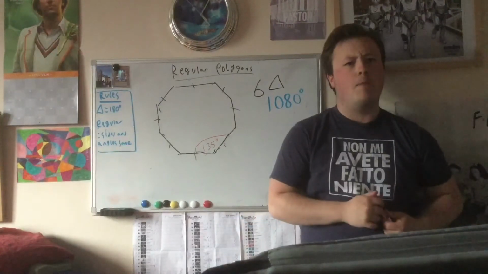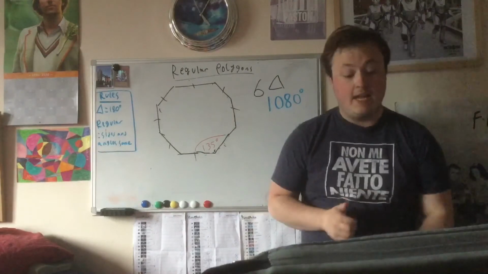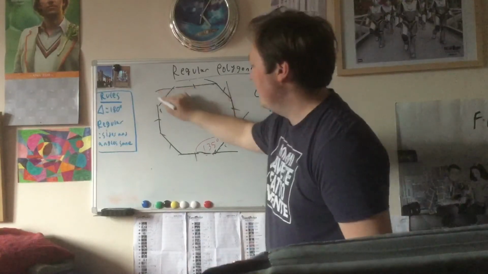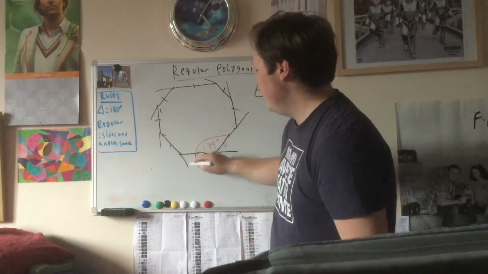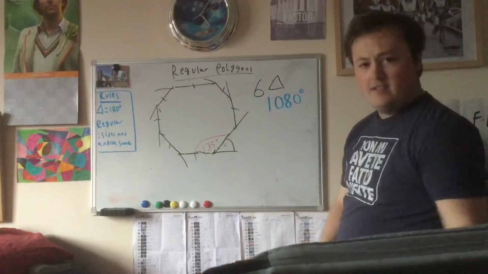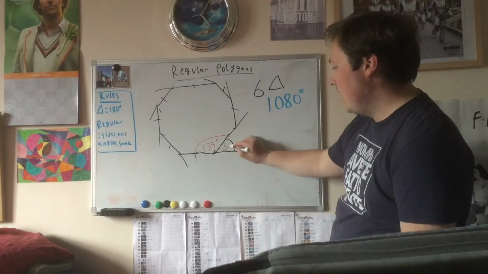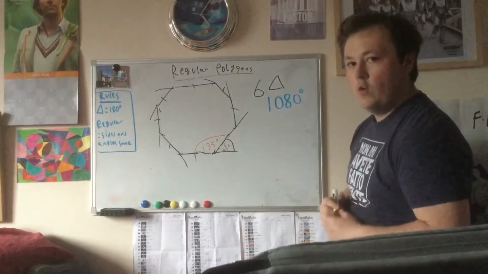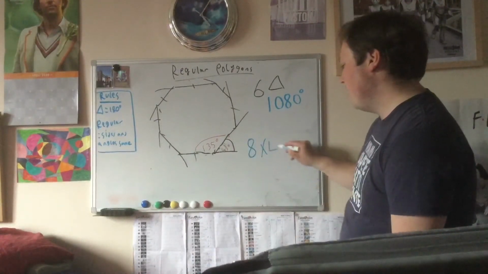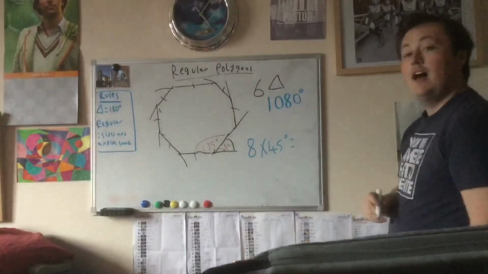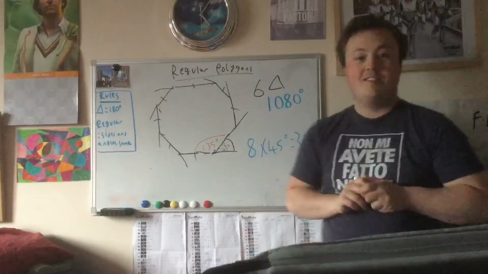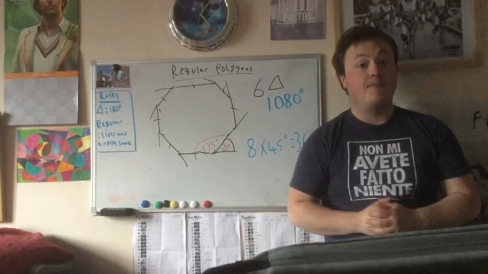What about the exterior? How do we do that? Well, we extend our sides. And we've got this one here. We find the missing angle to make it up to 180 degrees, and that will be 45 degrees. That is our exterior angle. And if there's 8 exterior angles, and they're all 45 degrees, we times them together, and that will get us 360 degrees. Have you noticed something yet?